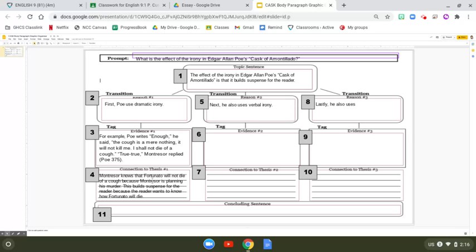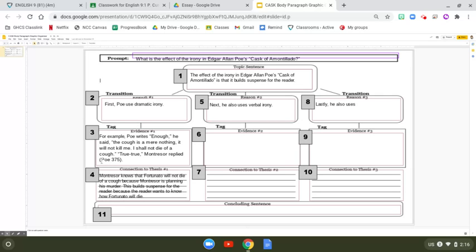And then the connection to the thesis is the explanation. It's explaining what is ironic about this quote or about this situation. So for the first example of dramatic irony, it's the quote that I introduced. I put, for example, Poe writes, "Enough," he said. "The cough is a mere nothing. It will not kill me. I shall not die of a cough." "True, true," Montresor replied.